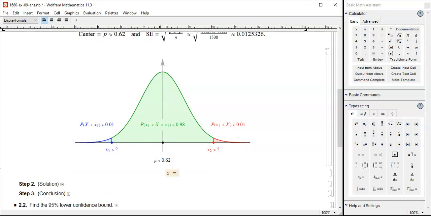So how do you get this problem done? End minus center over SE.